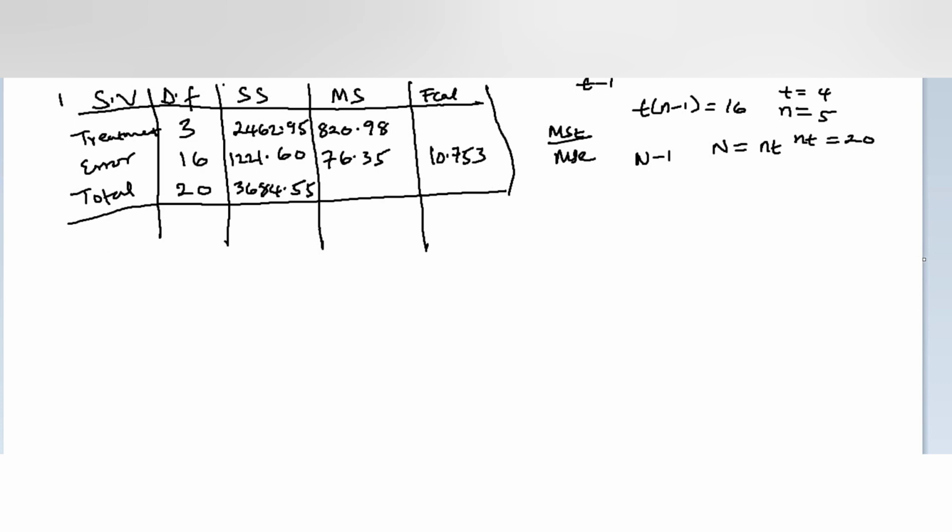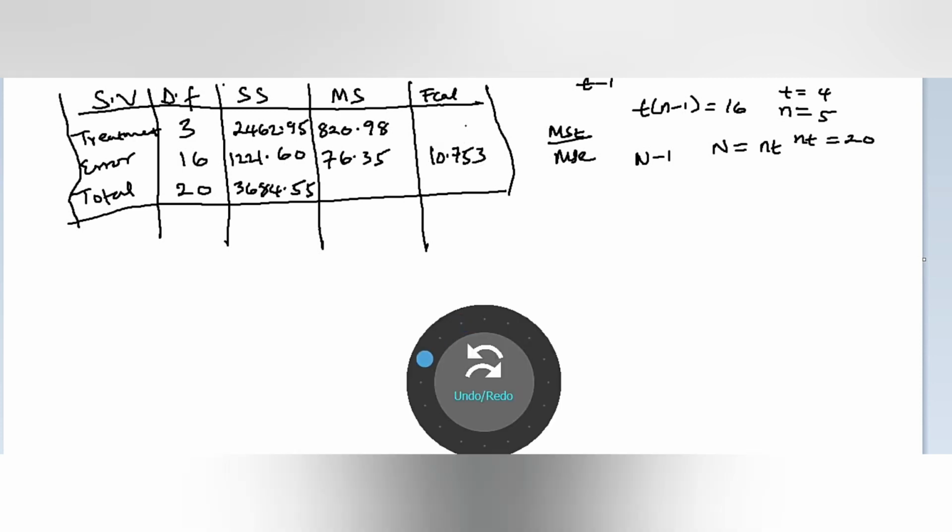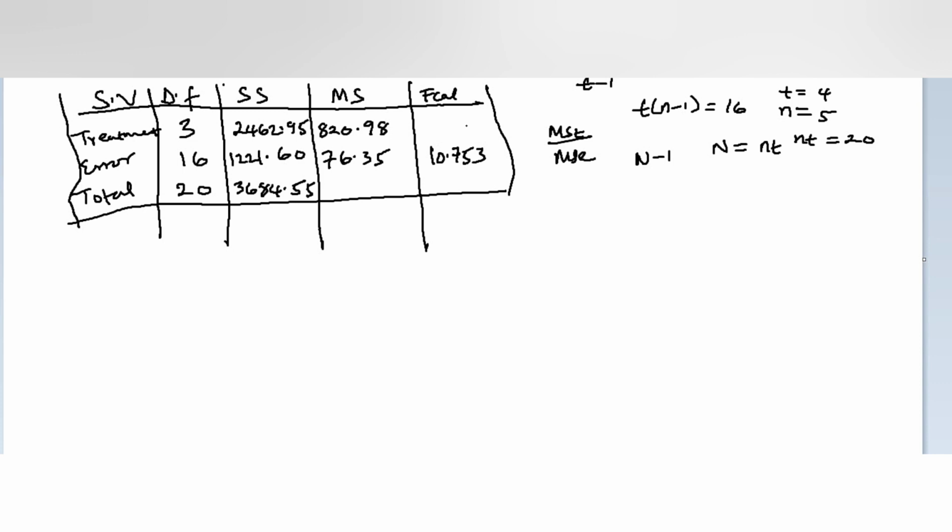So the next thing to do now is to check the value you are given. This value of F calculated you have gotten, you compare it with the F value on the F table to know if this one is less than the F tabulated, then you are going to accept the null hypothesis. But if this value is greater than that, you are going to reject the null hypothesis. So let's confirm and see how it looks like.